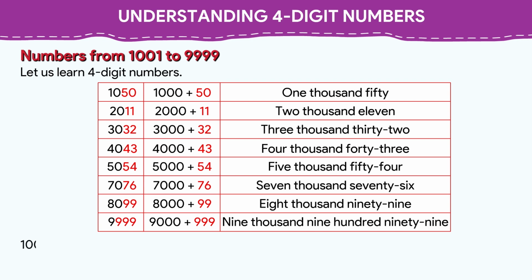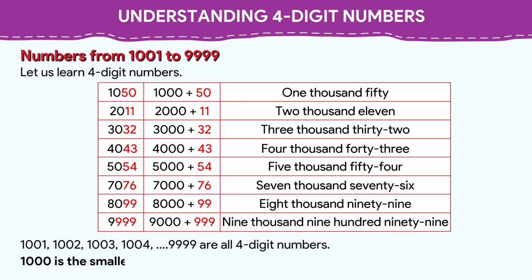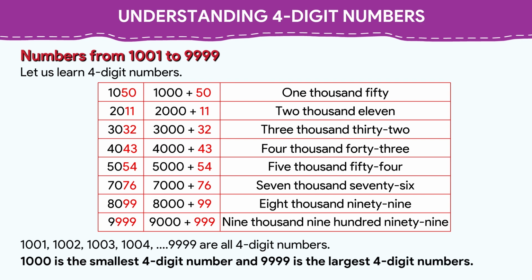1001, 1002, 1003, 1004, up to 9999 are all 4-digit numbers. 1000 is the smallest 4-digit number and 9999 is the largest 4-digit number.